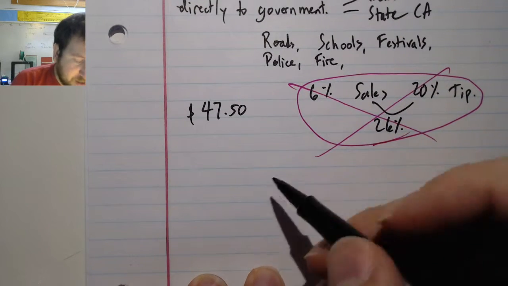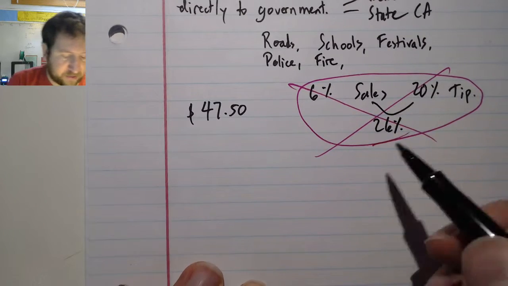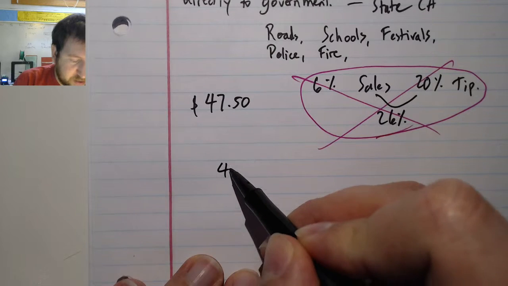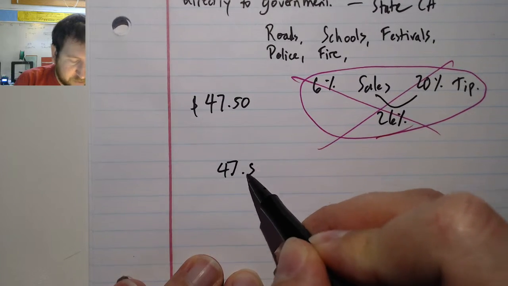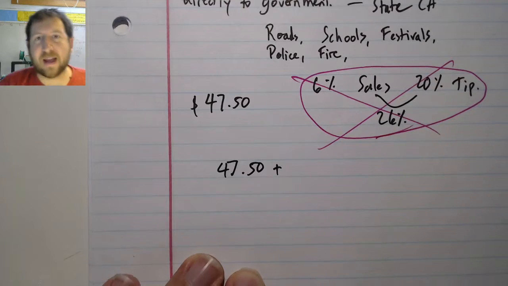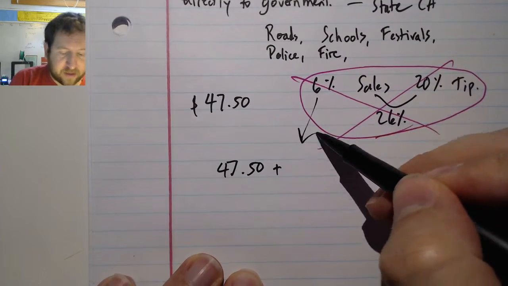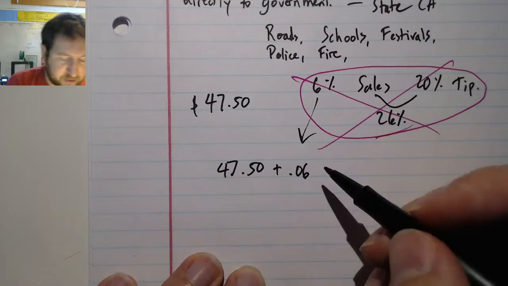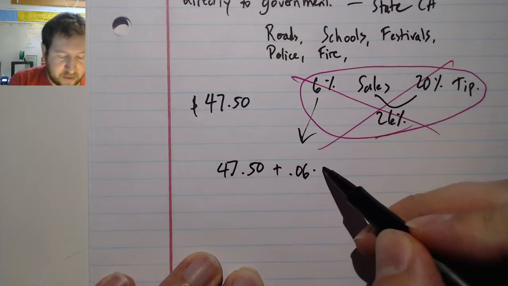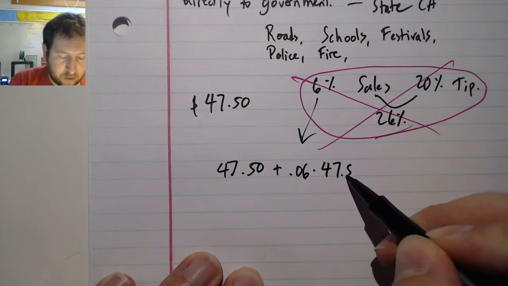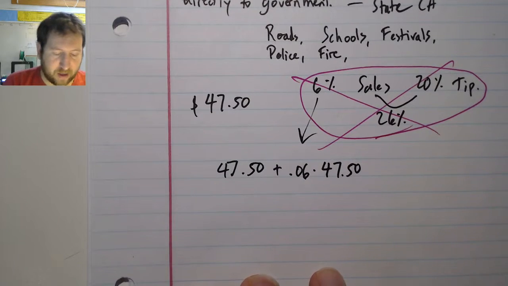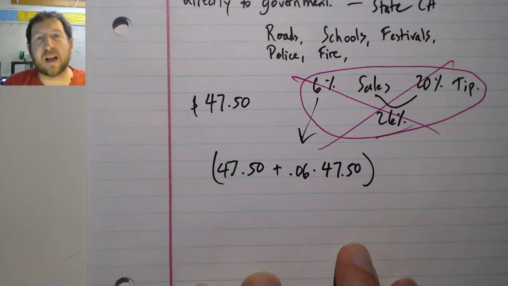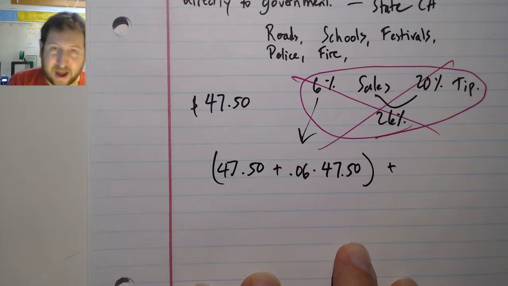For example, let's take a look at this. I'm going to add my sales tax in first. So my first step is I'm going to say we have our $47.50, and I'm going to add the sales tax in. So I'm going to take this, turn it into a decimal, 0.06, that's how I'd write 6%, times my original amount, 47.50. And I'm going to have to do that first, and then I'm going to have to calculate the tip again, and I'm going to add that on.